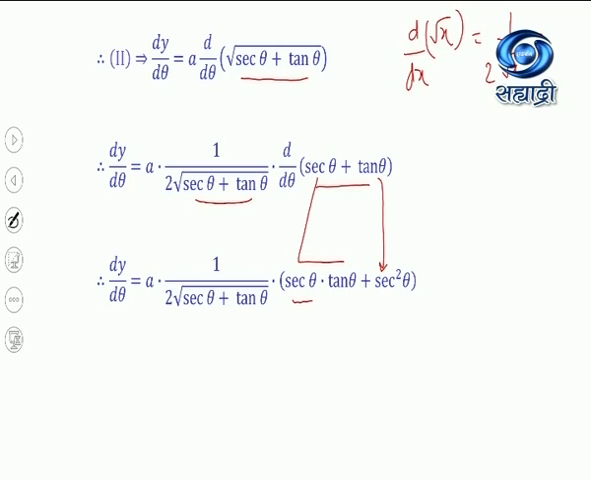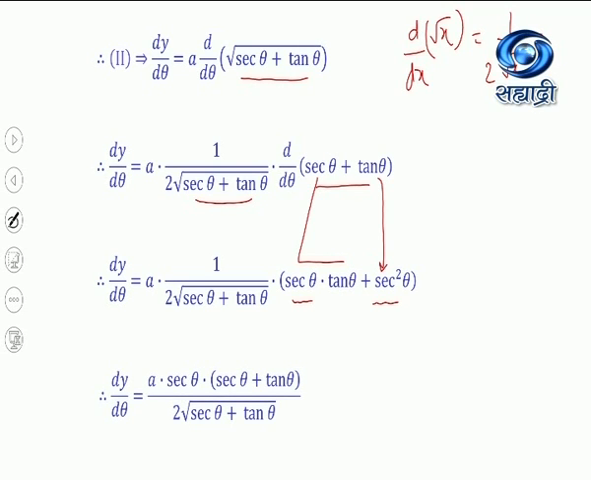Here again sec theta is common, can be taken out. In the next step you write it in this way: a into sec theta into sec theta plus tan theta upon this. And now what is our next step? Bracket upon its root. Here the bracket is given, here the root is given. So you write in the numerator the bracket, that is under root sec theta plus tan theta. Now a into sec theta upon 2 remains the same. We denote it by equation number 4.